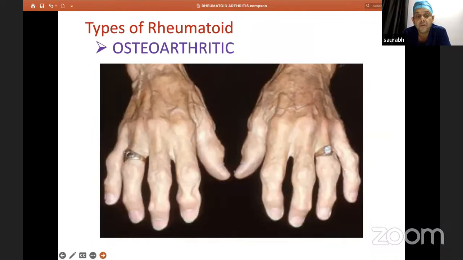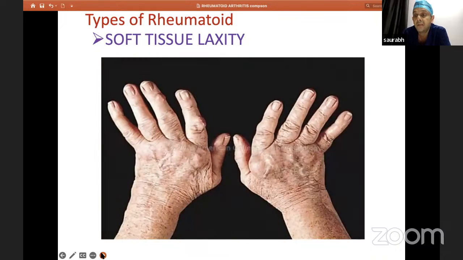Osteoarthritis, so remember, once rheumatoid burns out, osteoarthritis can superimpose. For example, this patient has now got Bouchard nodes and Heberden nodes. So remember, rheumatoid can also have osteoarthritis towards the end stages. Same goes for hip and knee. Then soft tissue laxity, self-explanatory. With so much ulnar deviation, obviously the ligaments are all gone. So remember that.